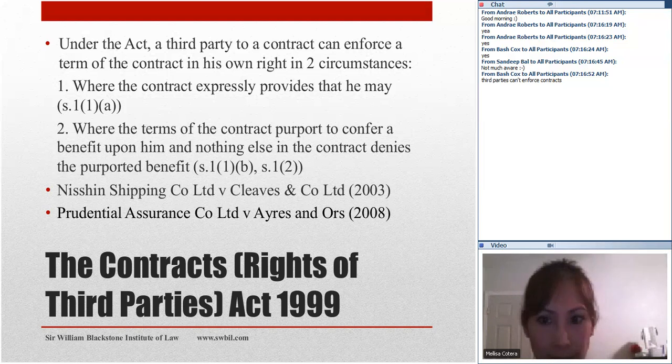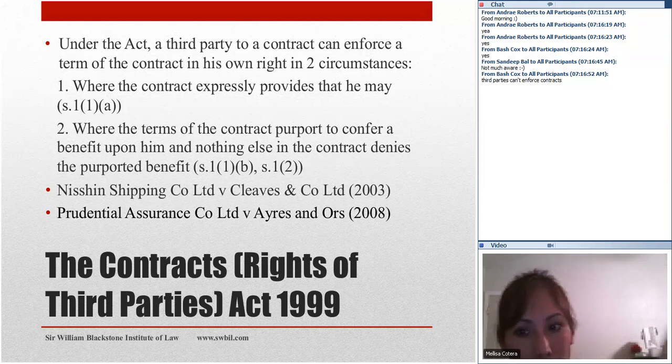The High Court in this case held that even though the limitation on liability didn't contain an express provision allowing the previous tenants to rely on it, they were entitled to the benefit of the restriction by virtue of Section 1(1)(b), which is the second circumstance that we talk about. So that happened in this case, like the other tenants could enforce the exclusion of liability due to the Act, when construing the contract, the terms confer them a benefit.